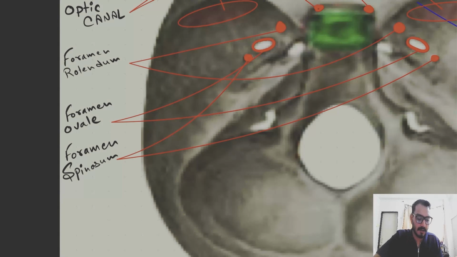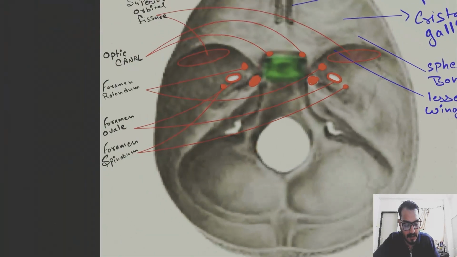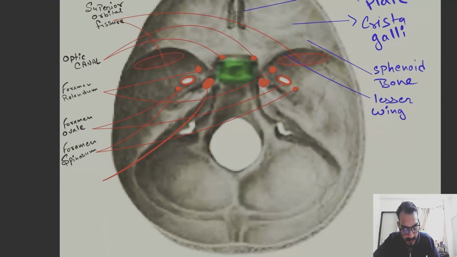Now, on the medial side of foramen oval, we have one more foramen. This foramen is known as foramen lacerum.